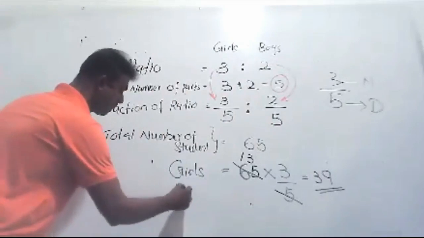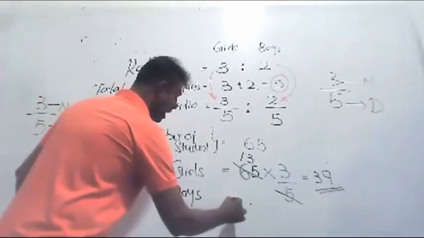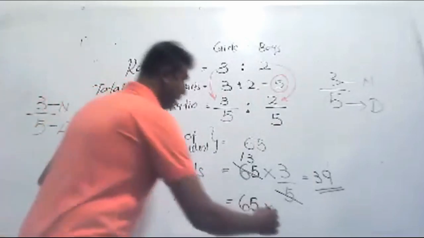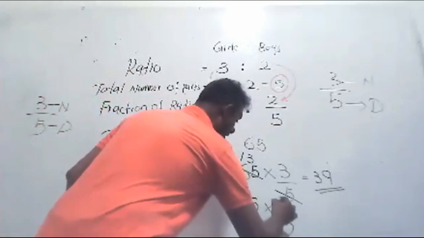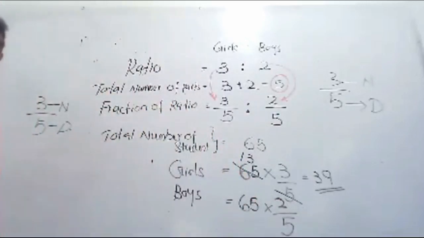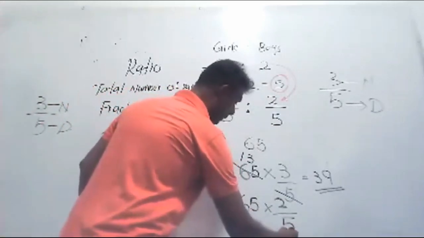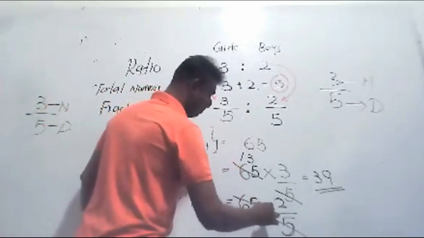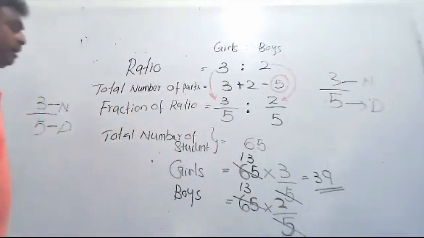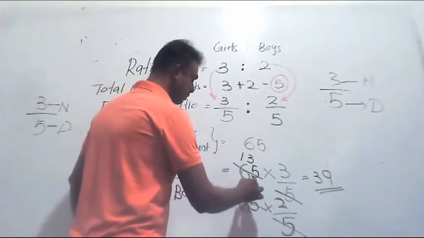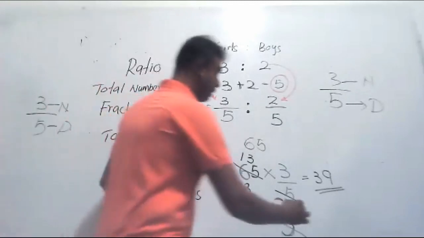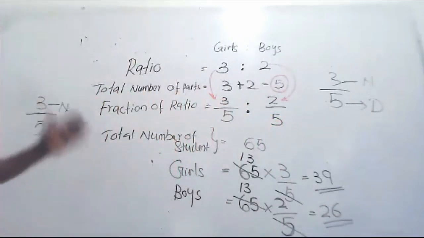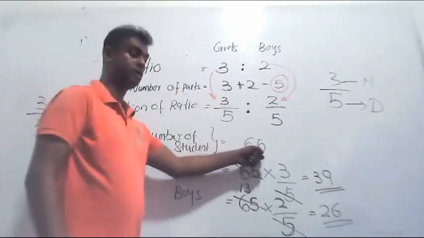Next, boys. The total number of students is 65. Boys are 13 into 2, which equals 26. When we calculate, 39 plus 26 equals 65 students.